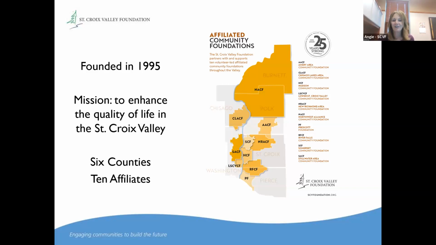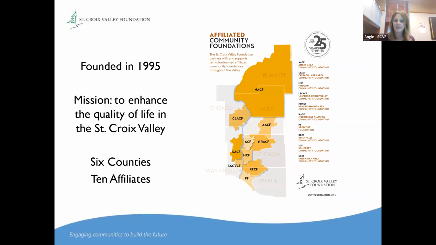So we serve 6 counties now, 4 here in Wisconsin, Burnett, Polk, St. Croix, and Pierce, and 2 where we cross the river in Minnesota, Washington, and Chisago. And we do that through our 10 affiliated foundations. So we have 7 of those in Wisconsin, and you can see them highlighted here. There's the river going through the middle.